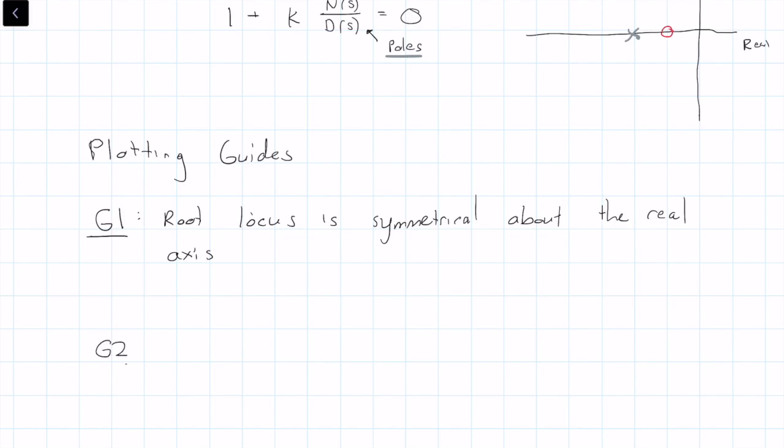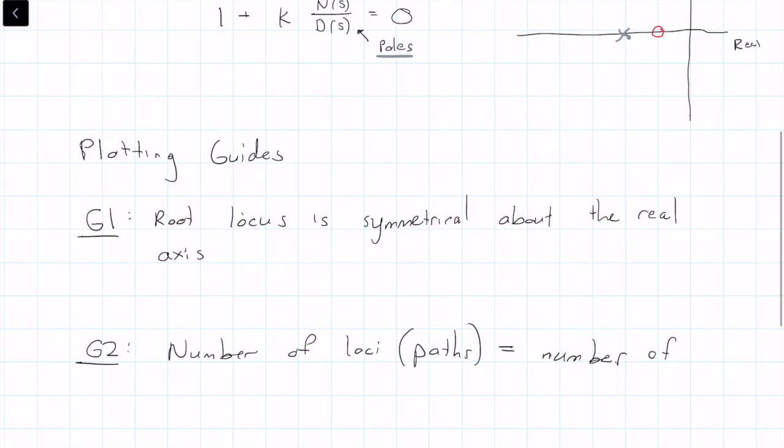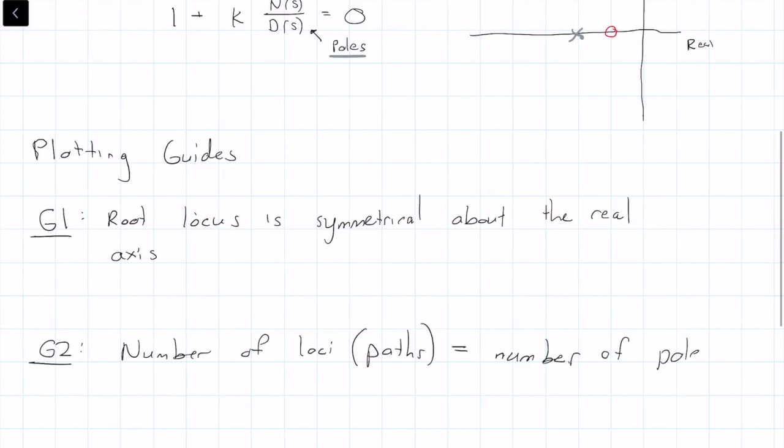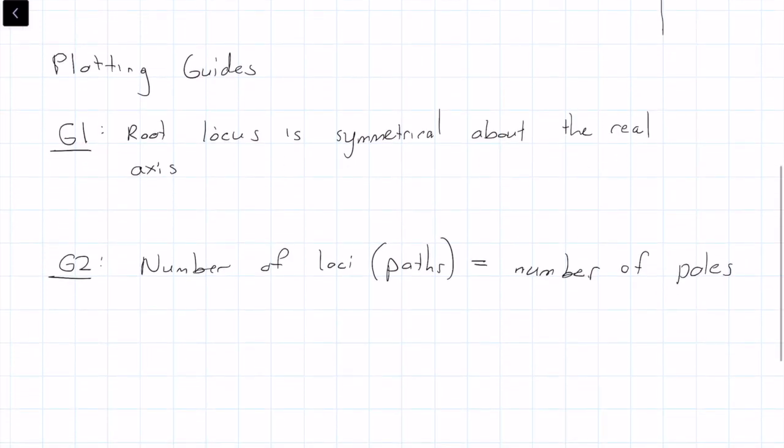So the second guide says that the number of loci, or the number of paths, is equal to the number of poles. Okay, so if we have 3 poles, then we have 3 loci, we have 3 paths in the root locus. Okay, again, nothing too difficult. Okay, guide number 3 says that the loci start at the poles.